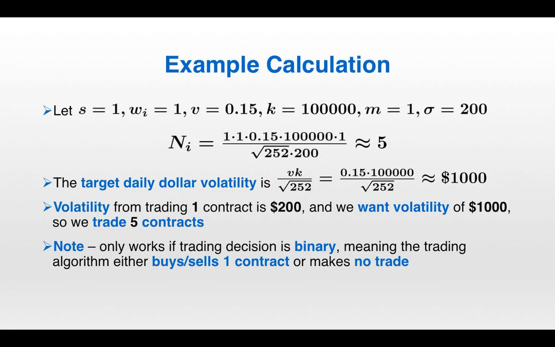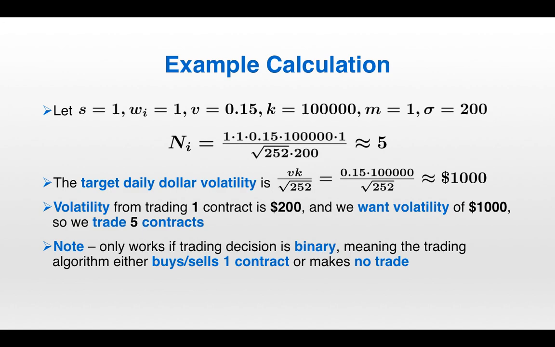So what is the volatility over the trading period? That is the volatility from trading one contract. So the volatility from trading one contract is 200, and we want volatility of 1,000. We're going to trade 5 contracts, and that matches up with the formula.